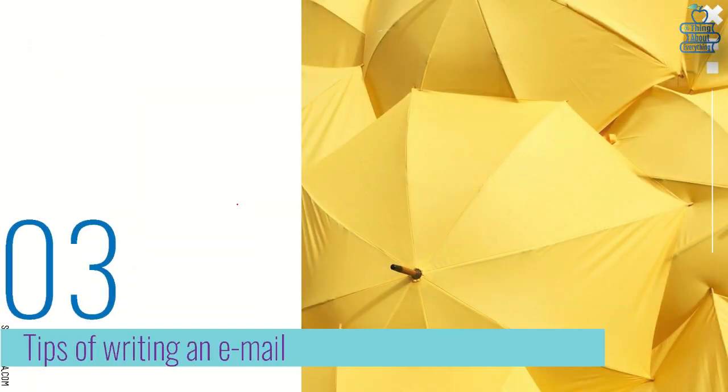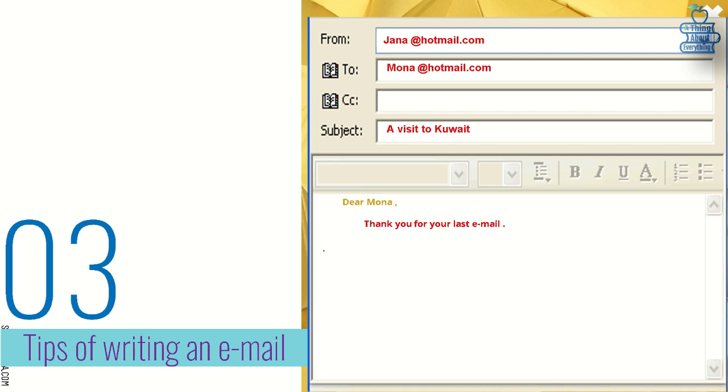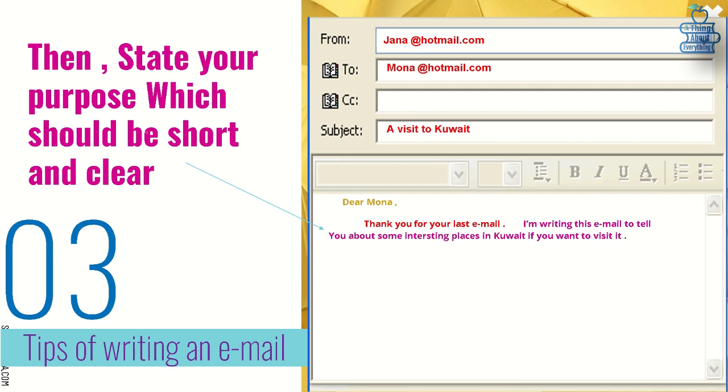Third step, in writing an email, you have to write the reason why you are writing the email. Then state your purpose, which should be short and clear. So here we have an example. I'm writing this email to tell you about some interesting places in Kuwait if you want to visit it. Okay, so here we state the purpose of your writing. Why do you write this email? You have to say the reason directly.